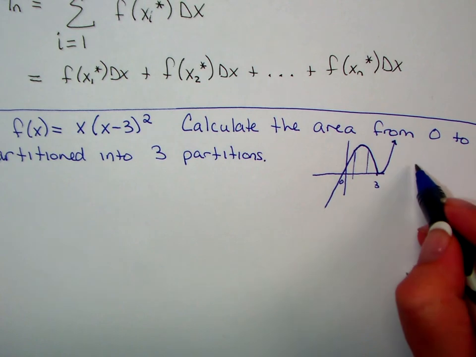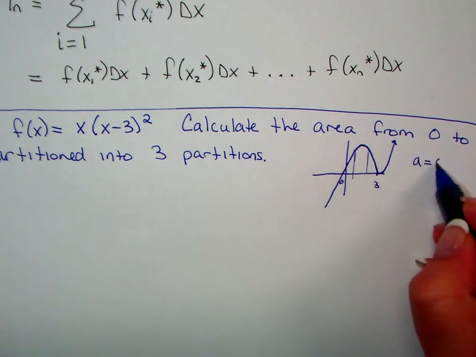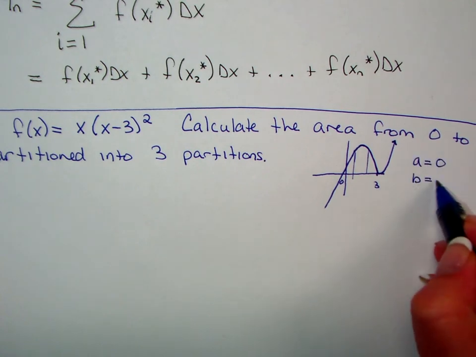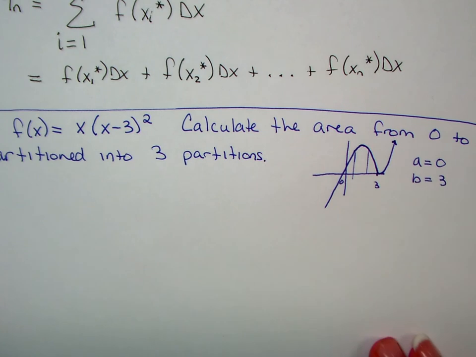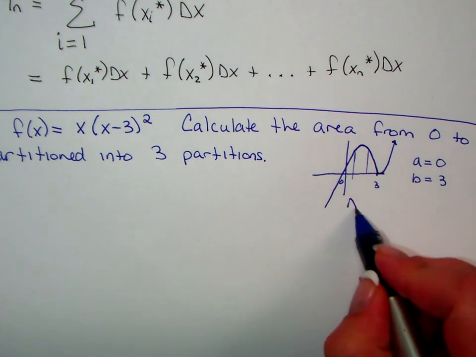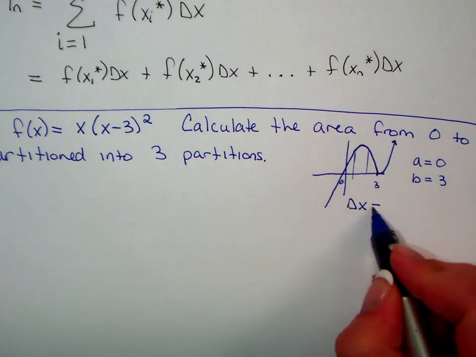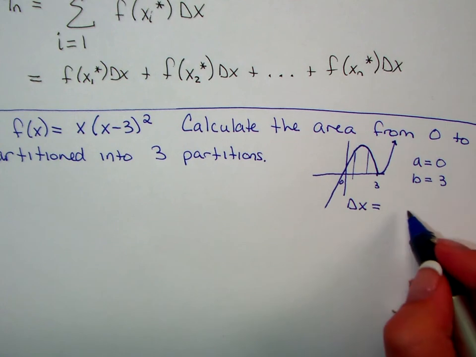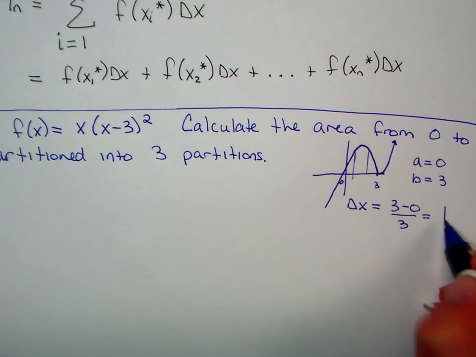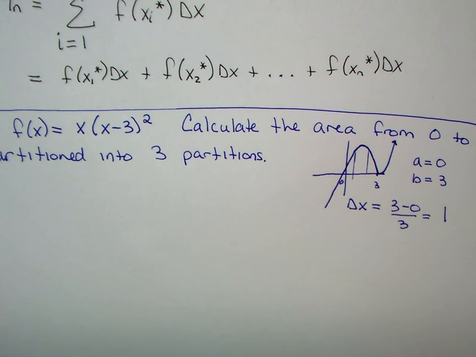So a is 0 and b is 3, right? So what's the width, delta x, of our partitions? Well, it's 3 minus 0 divided by 3. So the width of all our partitions is 1, right?